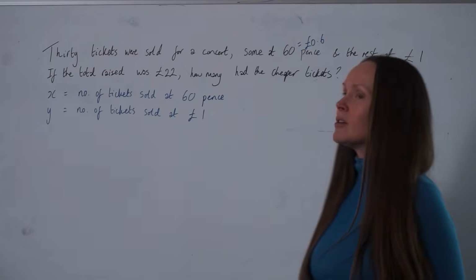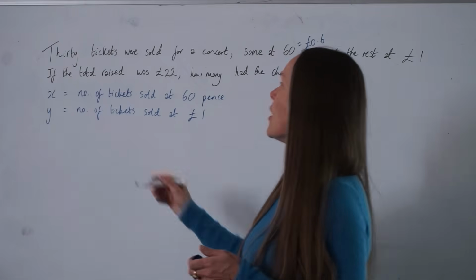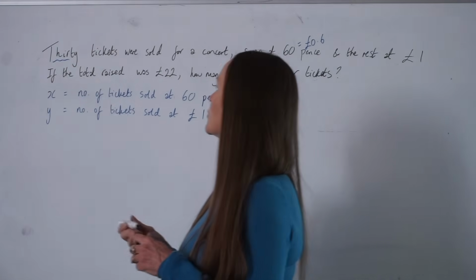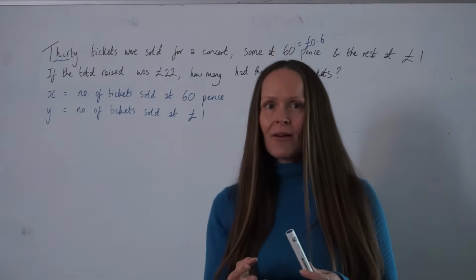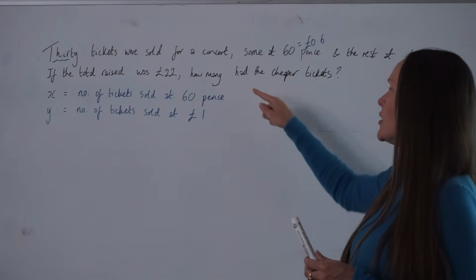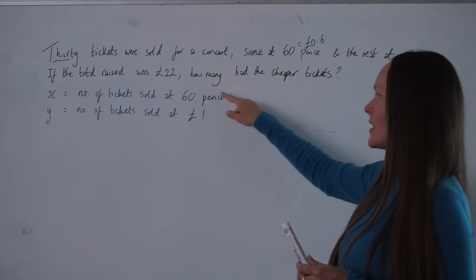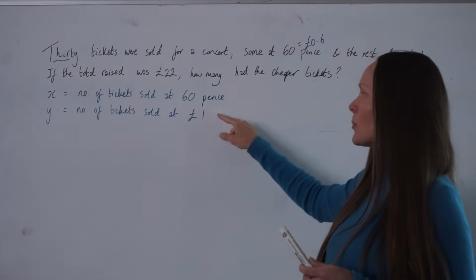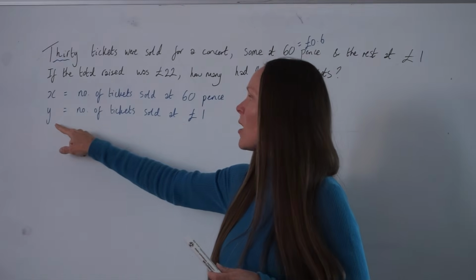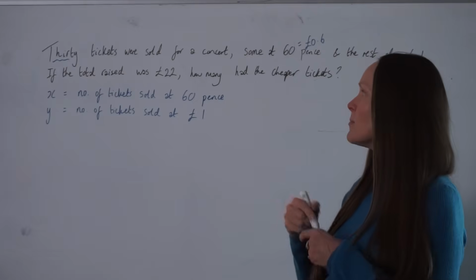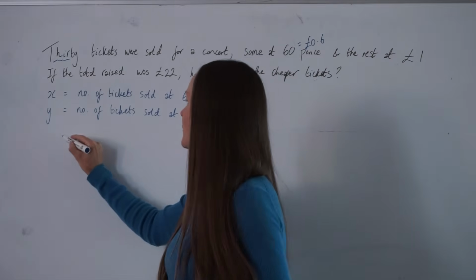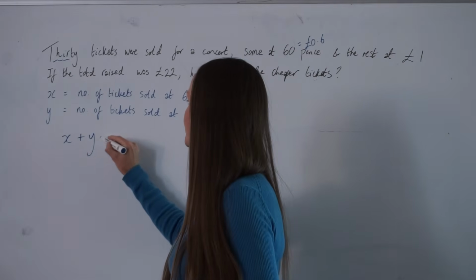Our first equation can be found by looking at the number of tickets sold. Okay, we know that 30 tickets were sold altogether. We also know the number of tickets sold at 60 pence is X, and the number of tickets sold at £1 is Y. So if we add those two numbers together, X and Y, they must equal 30. And there's our first equation.